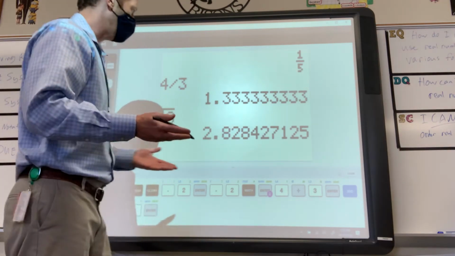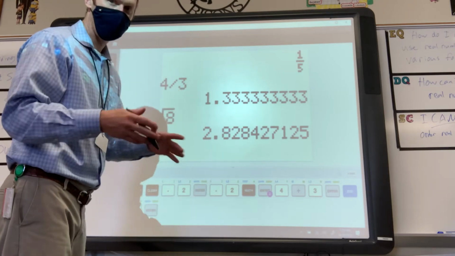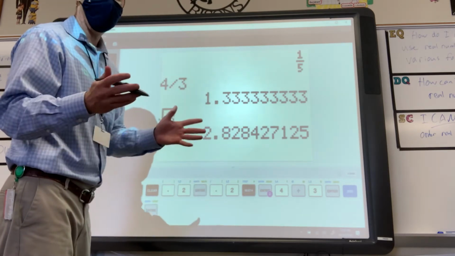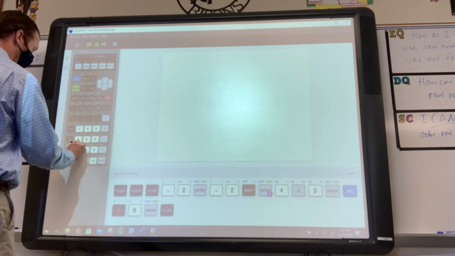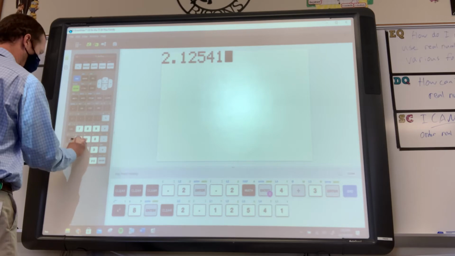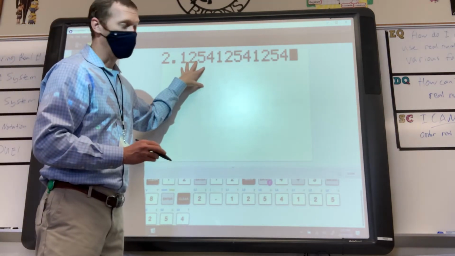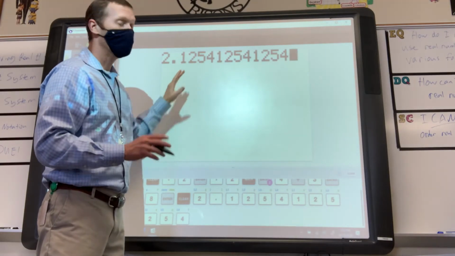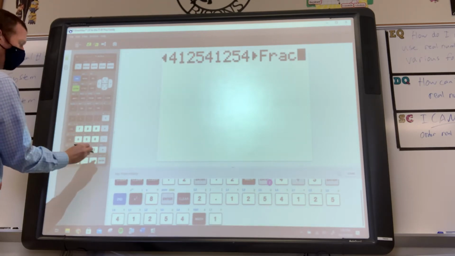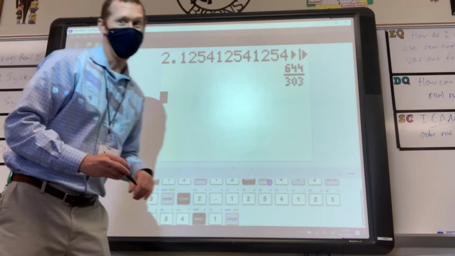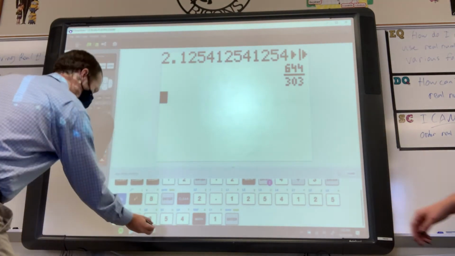So if you see a number that's already written as a fraction, or it's a whole number or an integer or anything like that, or you can see a pattern in it of any kind, that means it's rational. Even if it's a weird pattern like this: 2.125412541254. That's a weird pattern, but it is a pattern, and that means this could be written as a fraction, but we're going to check it just in case. Math, turn it into a fraction, enter. Now that's not a pretty fraction, but it is a fraction. That means it's rational. Back to Miss Walton.